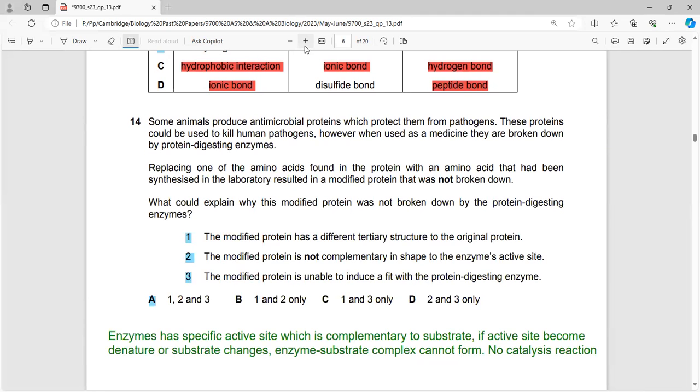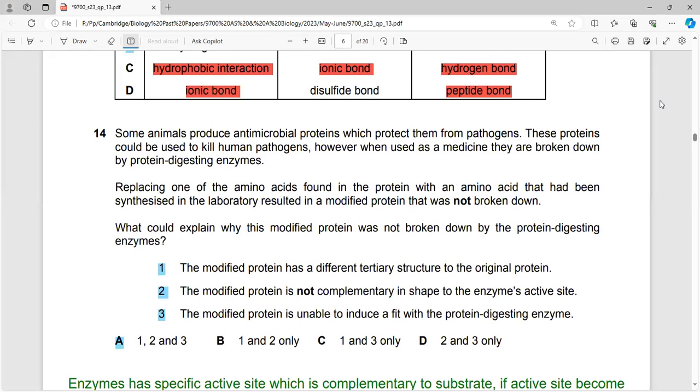Question number 14. Some animals produce antimicrobial proteins, which protect them from pathogens. These proteins could be used to kill human pathogens. However, when used as a medicine, they are broken down by protein-digesting enzymes. Replacing one of the amino acids found in the protein with an amino acid that has been synthesized in a laboratory results in a modified protein that will not be broken down.